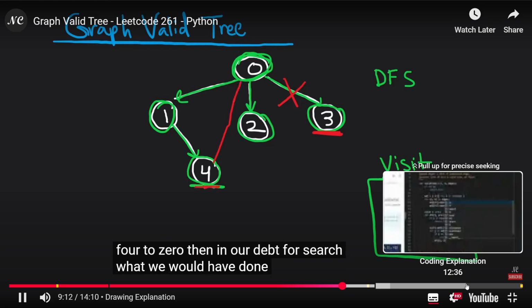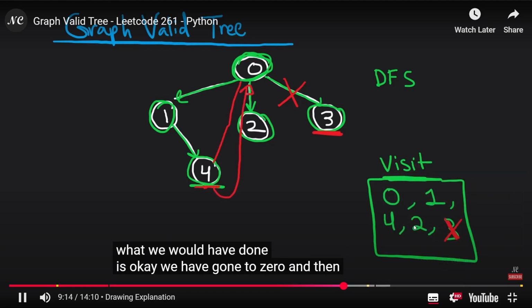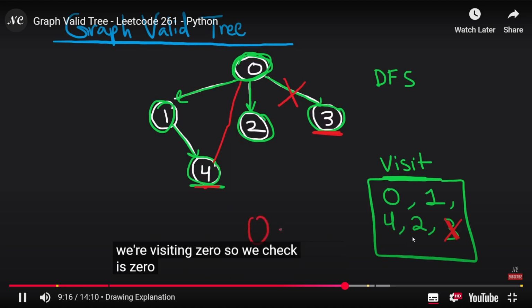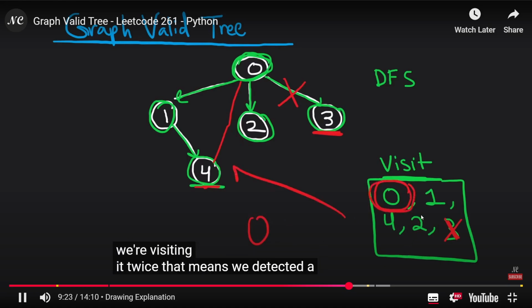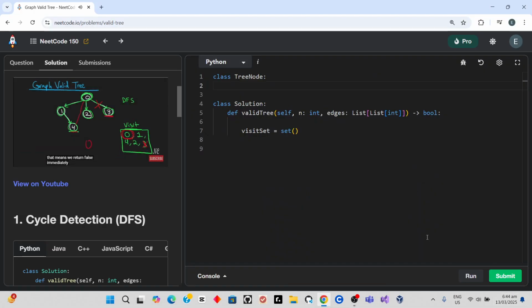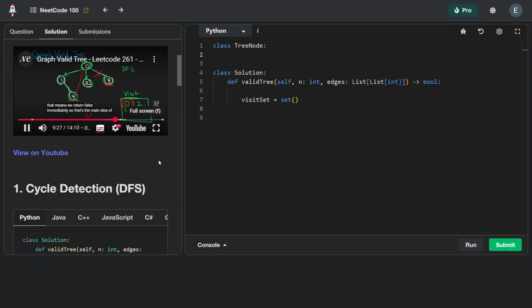And similarly, let's say we had an additional edge from 4 to 0, then in our depth first search, what we would have done is, okay, we'd have gone to 0, and then we're visiting 0, so we'd check, is 0 already in our visit set? Yes, it is. 0 is right here, so that means we're visiting it twice, that means we detected a loop, that means we return false immediately.